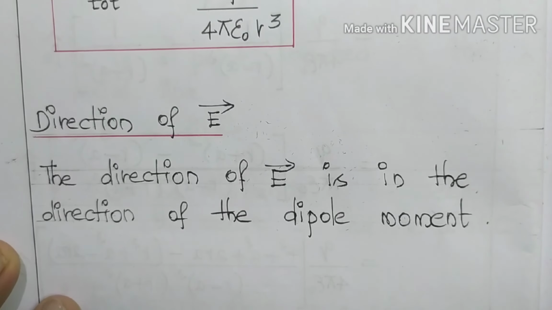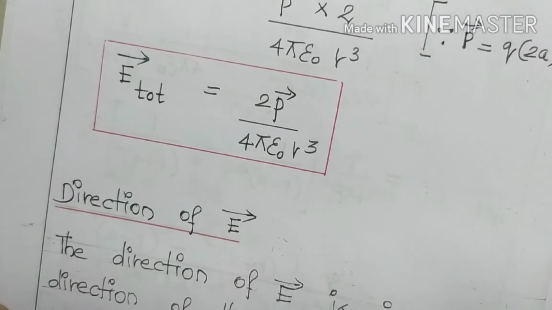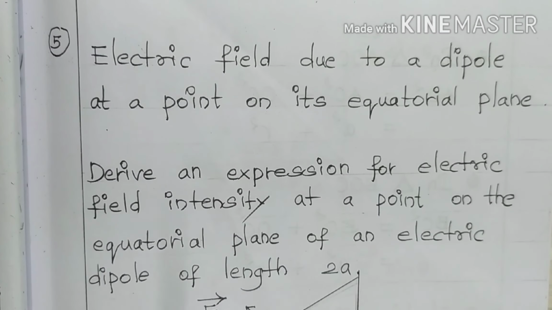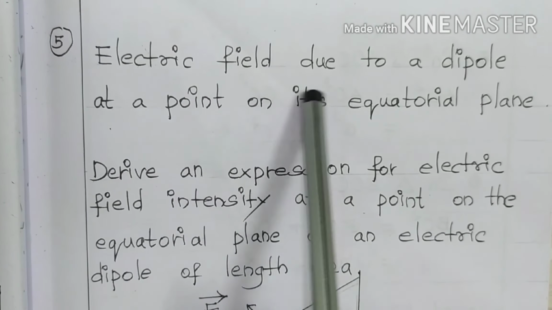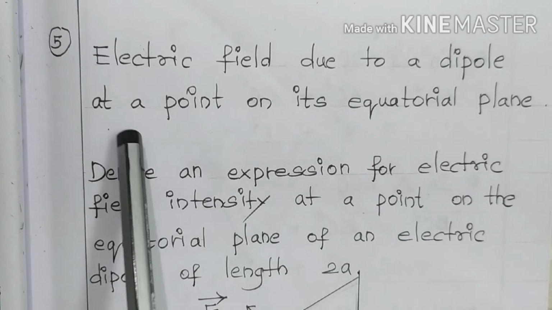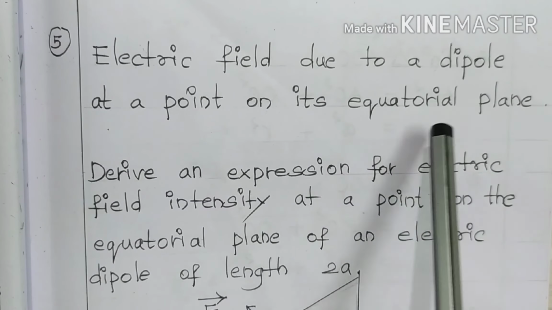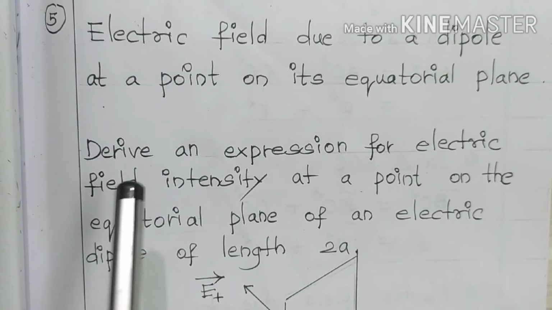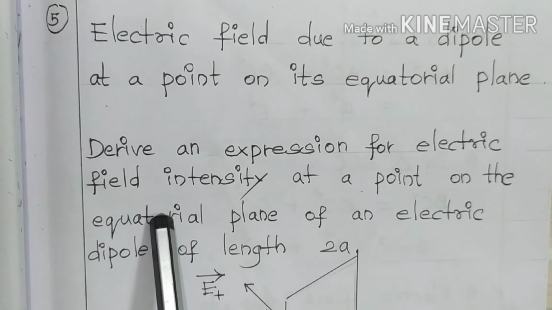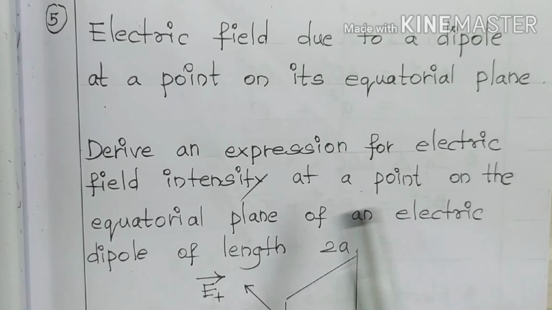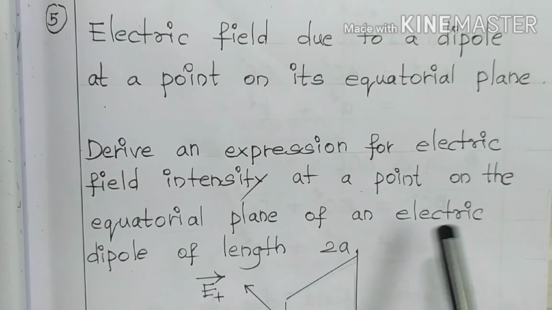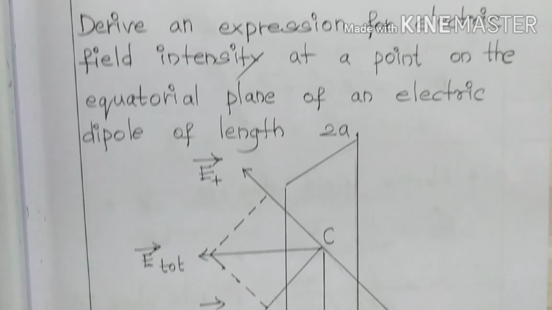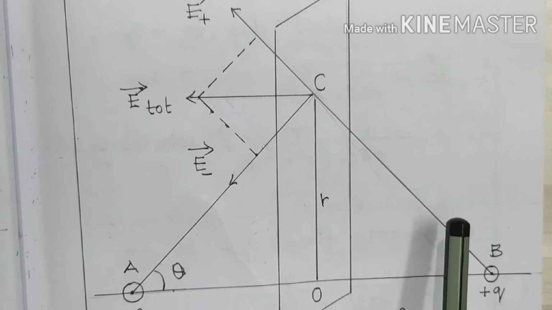Okay, come on, let us move on to the next derivation. The next derivation is electric field due to a dipole at a point on its equatorial plane. The question may be asked in this way: derive an expression for electric field intensity at a point on the equatorial plane of an electric dipole of length 2A. Come on, let us have a look at this diagram.